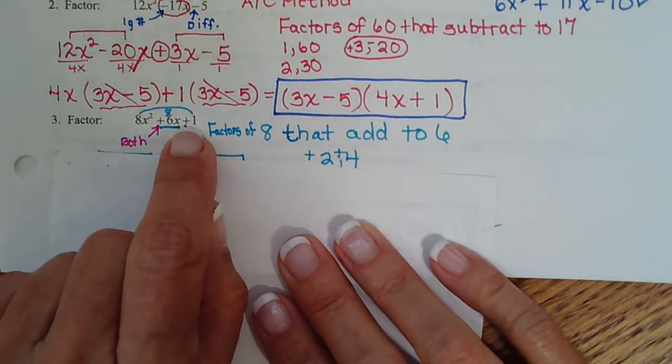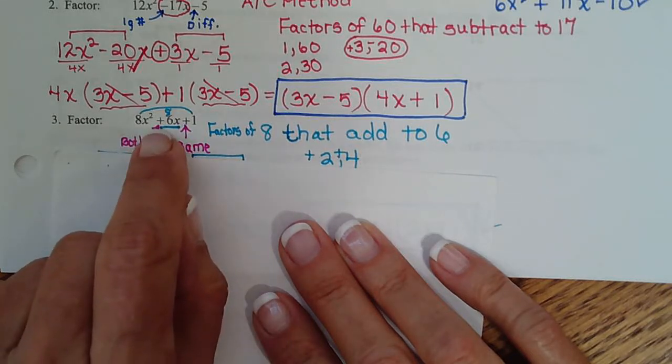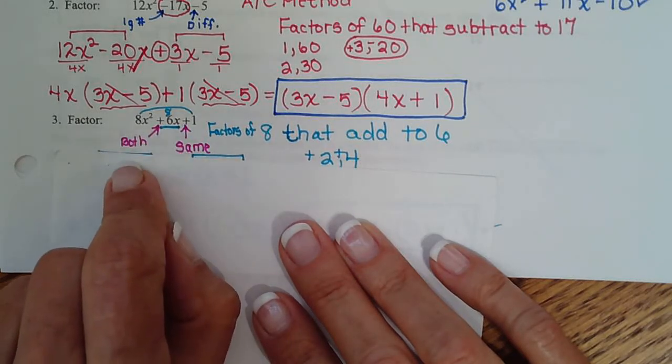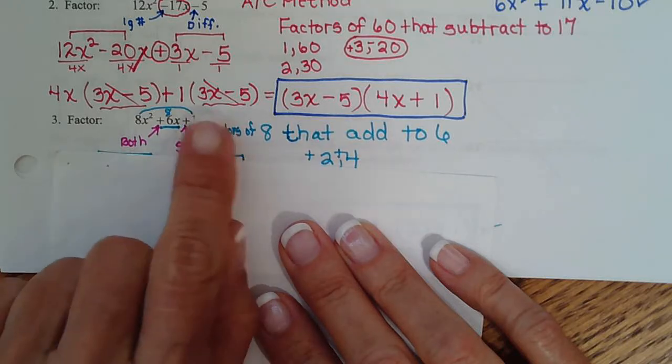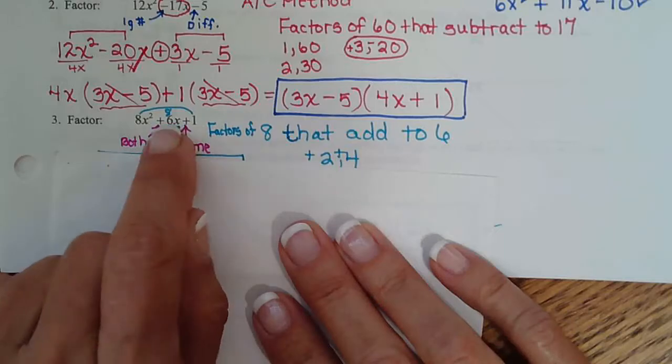So next we look at the signs. The only way to get a positive is a positive times a positive or a negative times a negative. So that tells me the signs will be the same. And then I look here and that says they'll both be positive. So we do the problem backwards. We read it backwards, add to 6.